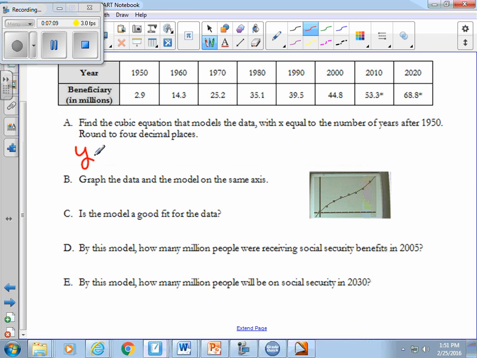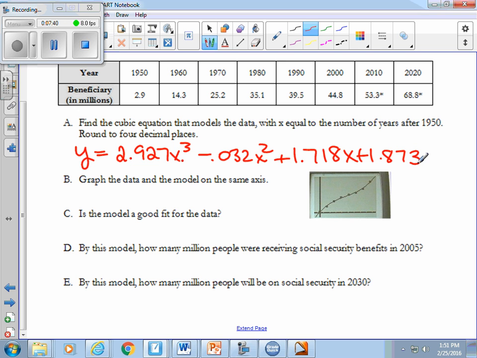I know it went away. I'll bring it back up in a second. But it's 2.927 x cubed plus or minus 0.032 x squared plus 1.718 x plus 1.873.